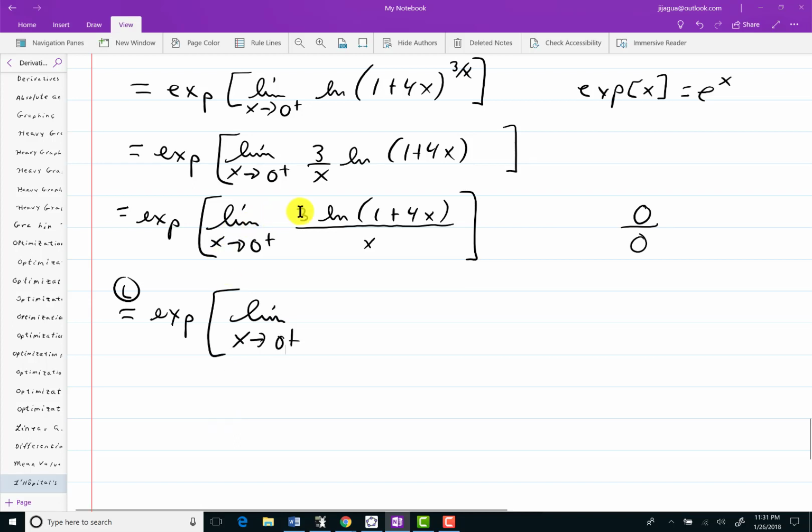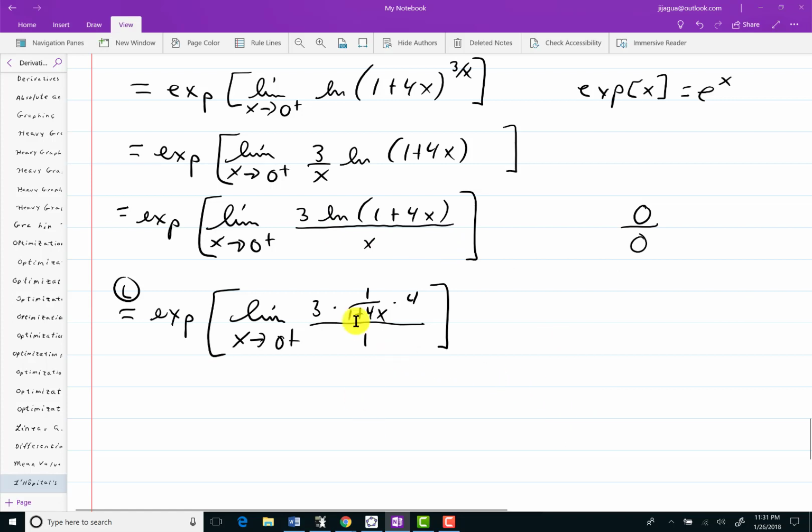All right, let me go ahead and take the derivative of the numerator. The 3 won't be affected, but this part, the ln of 1 plus 4 over x, will be 1 over 1 plus 4x. But then you also need to take the derivative of 1 plus 4x, which is 4. The derivative of x couldn't be easier.